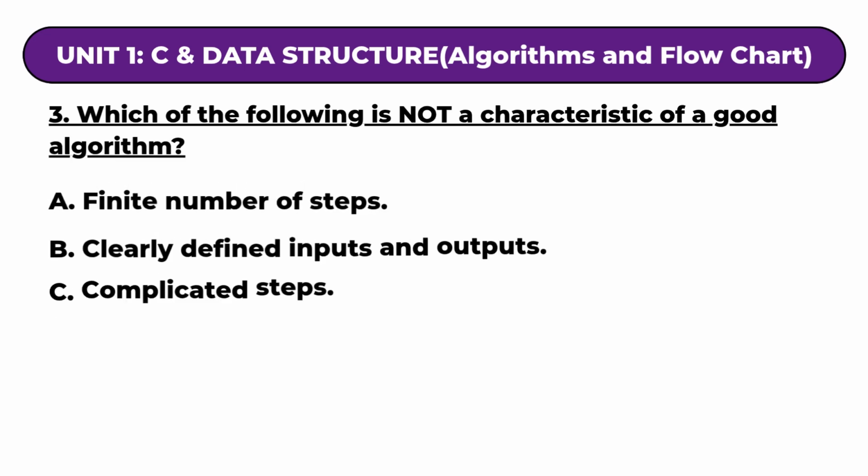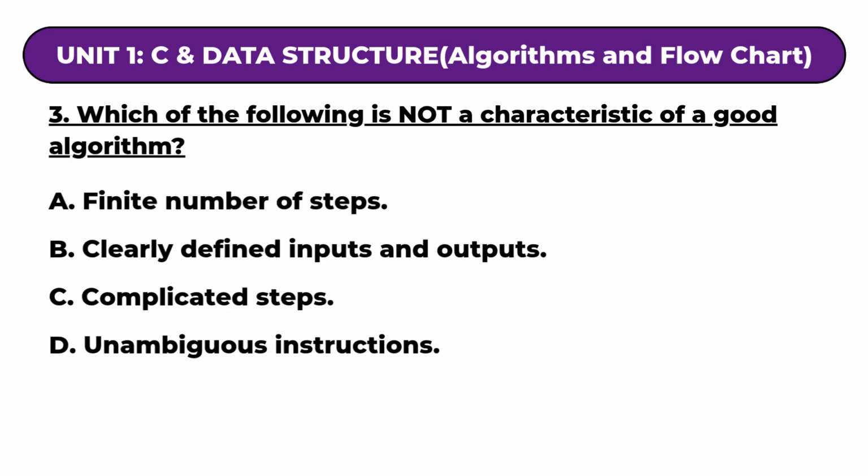Which of the following is not a characteristic of a good algorithm? A, finite number of steps. B, clearly defined inputs and outputs. C, complicated steps. D, unambiguous instructions. Correct answer? C, complicated steps.